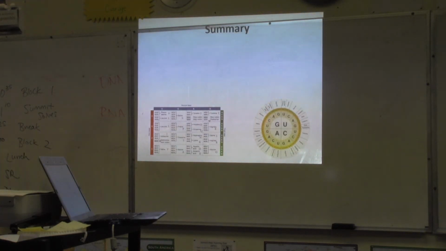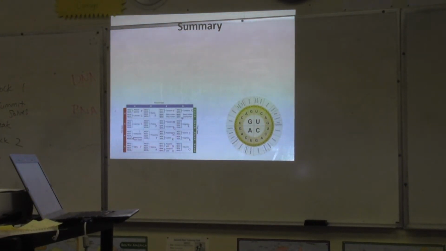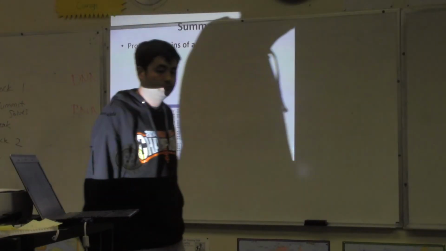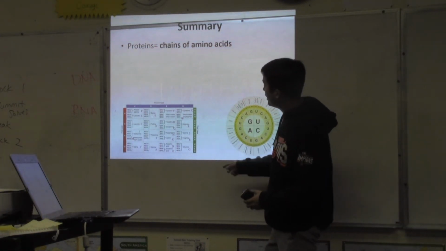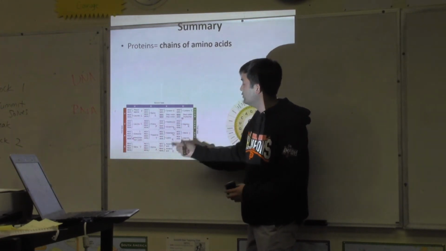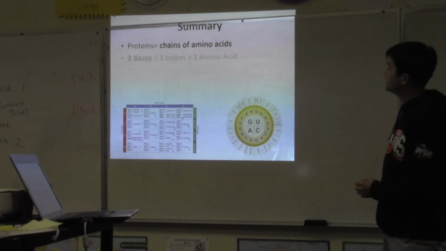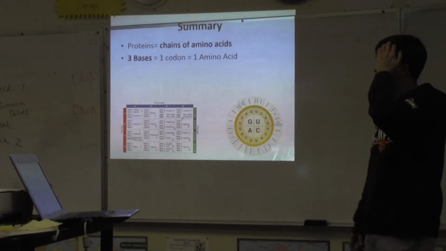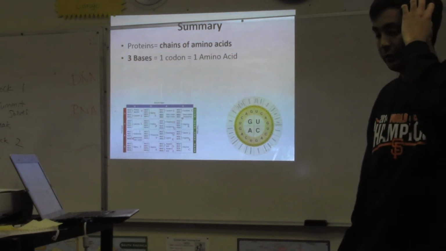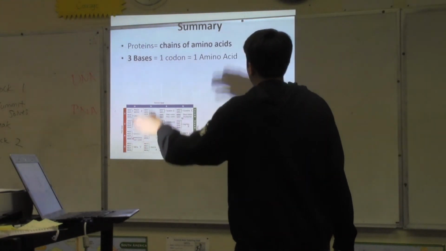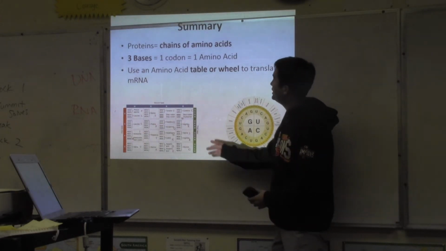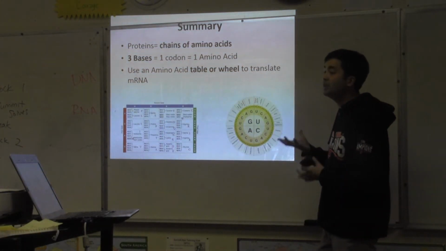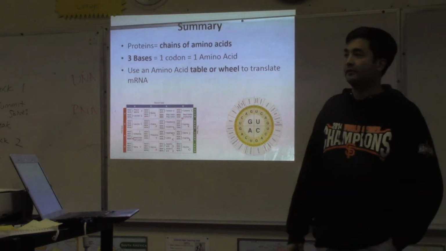Okay. So just to summarize some information before we do the last two practice problems. Proteins are chains of amino acids. So each codon or each three-letter sequence gives us an amino acid. We use those three-letter sequence codons to figure out what the big chain of amino acids is. 3 bases equals 1 codon equals 1 amino acid. Just have that ratio in your mind. And then just remember that we use the table or the wheel to translate or decode the mRNA to figure out what information is in that mRNA.